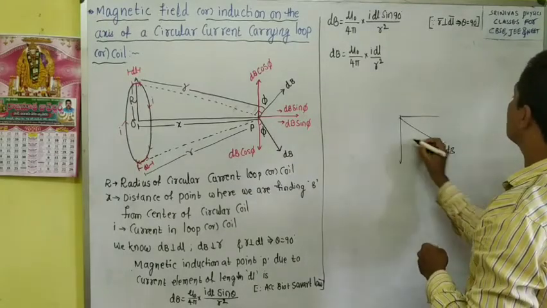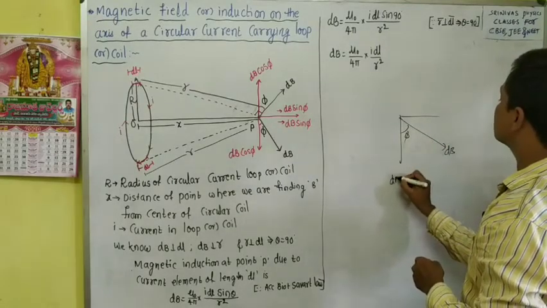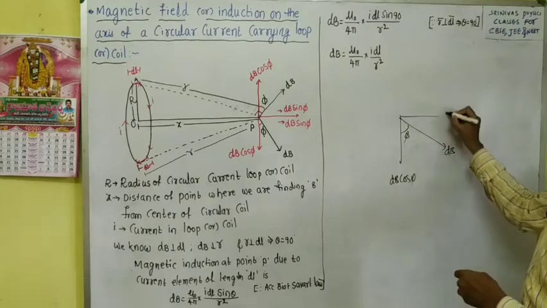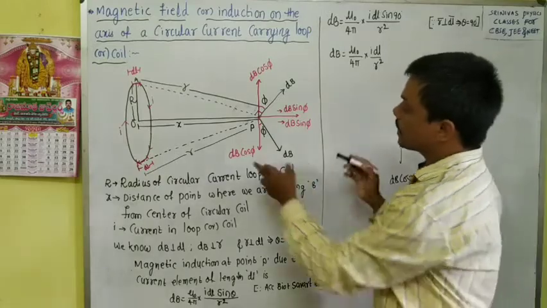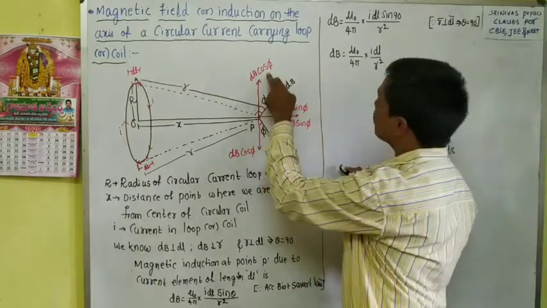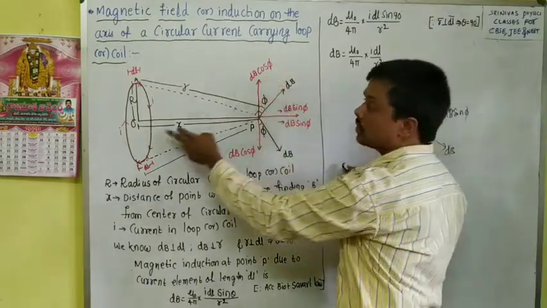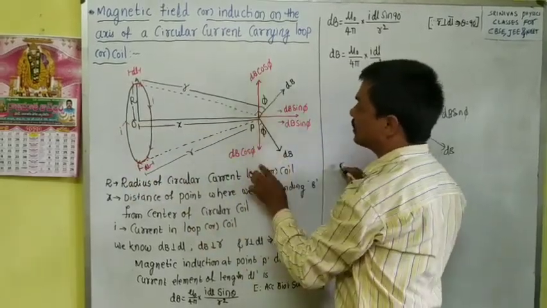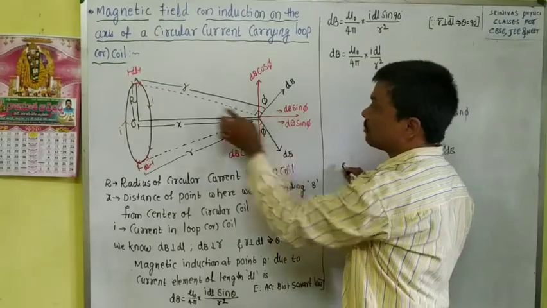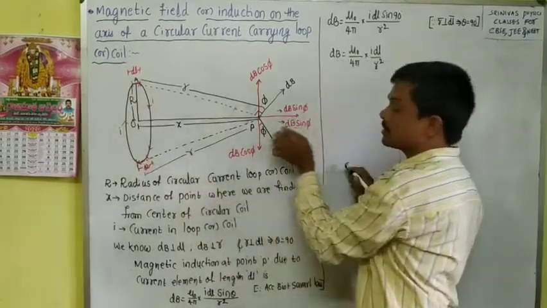This is dB and this angle is phi, and this is dB cos phi, and this is dB sin phi. When you observe this, the dB cos phi components are in opposite directions, so they will cancel each other, right? Due to this element, the dB cos phi components are in opposite directions, so they cancel with each other. But the dB sin phi due to this component and this component are along the same direction.